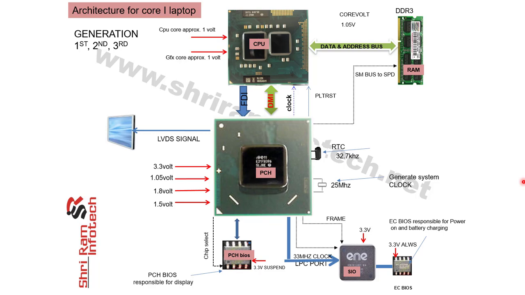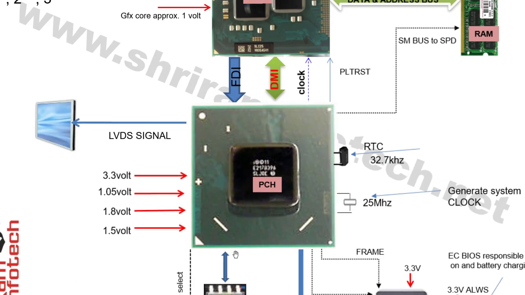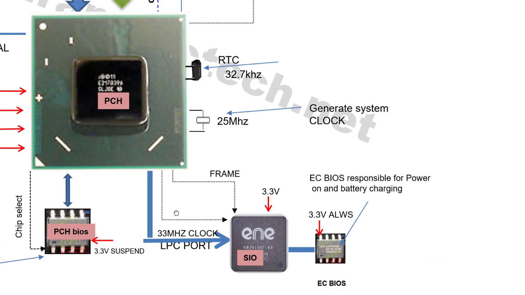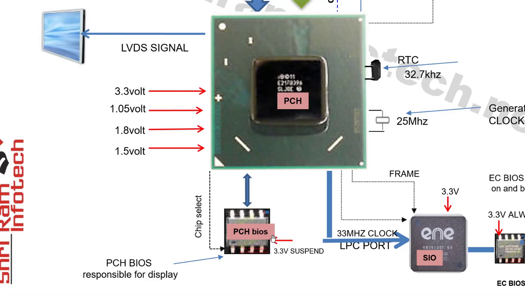So normally there are two BIOS chips in one laptop. One is called the main BIOS, which is connected to the PCH, and the other is called the EC BIOS, which is connected to the SIO. The SIO's BIOS is basically responsible for turning on the laptop and battery charging, and this BIOS starts before the power button is pressed. The main BIOS starts after the power button press, and it is basically responsible for giving the display and holds most of the passwords. The ME region is also in the main BIOS, and the main BIOS turns on only after the power button press.